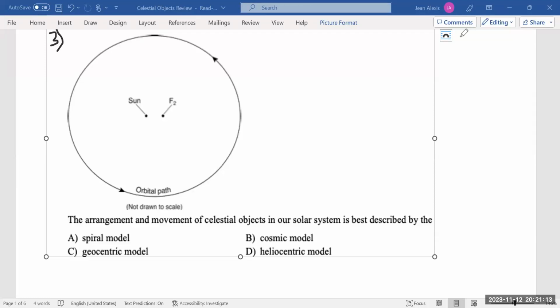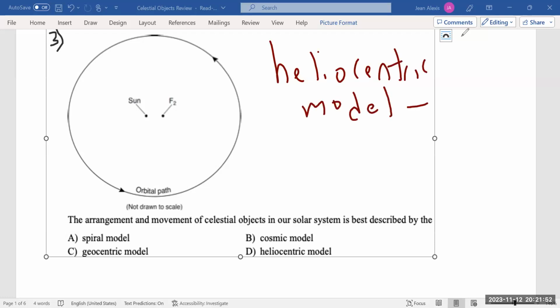All right, so number three, they give us this diagram that shows a representation of the sun and some object that is orbiting the sun. It says the arrangement and movements of celestial objects in our solar system, currently right now, is best described as what? Well, once we know that objects are orbiting the sun, which is key, then we know that this is a heliocentric model, where objects orbit the sun.